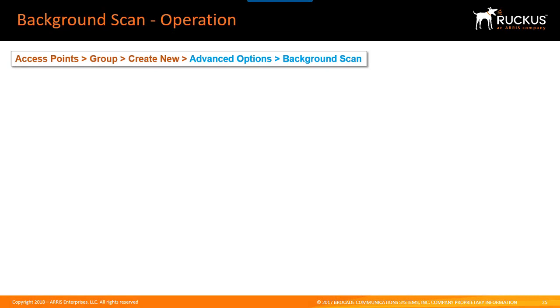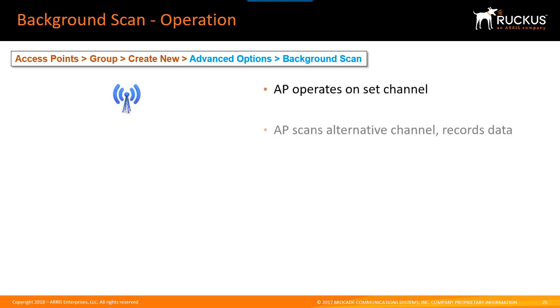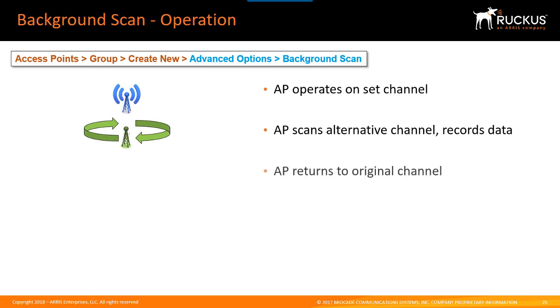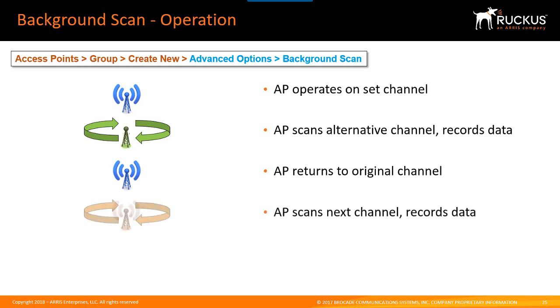Background scanning is a relatively simple operation and service, and it operates like this. An access point operates on a set channel, and then the access point scans alternative channels and records data. Then the access point returns to the original channel, scans the next channel and records data, and returns to the original channel. Background scanning is invisible to the client stations, who continue to operate on the access point's normal channel or the one that they've been told to operate on.